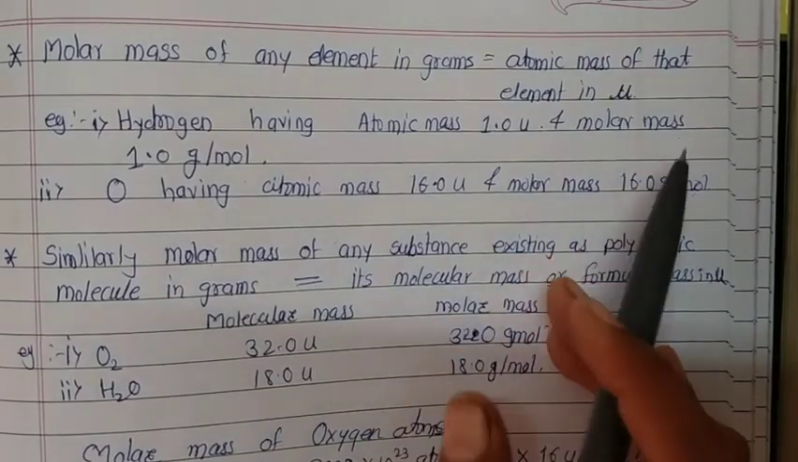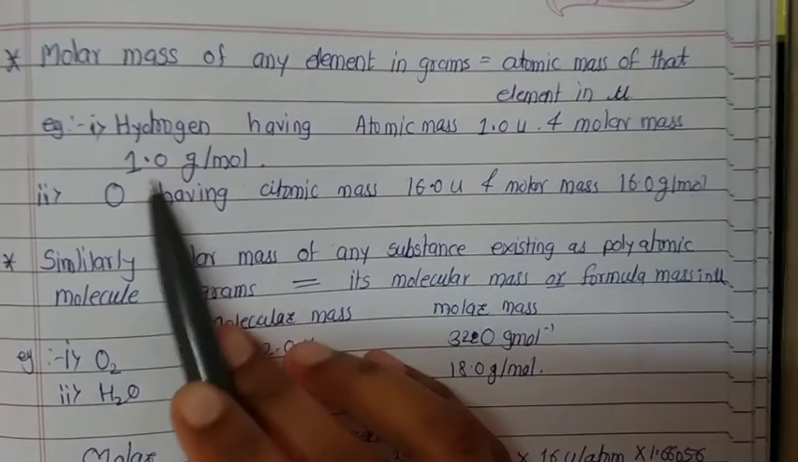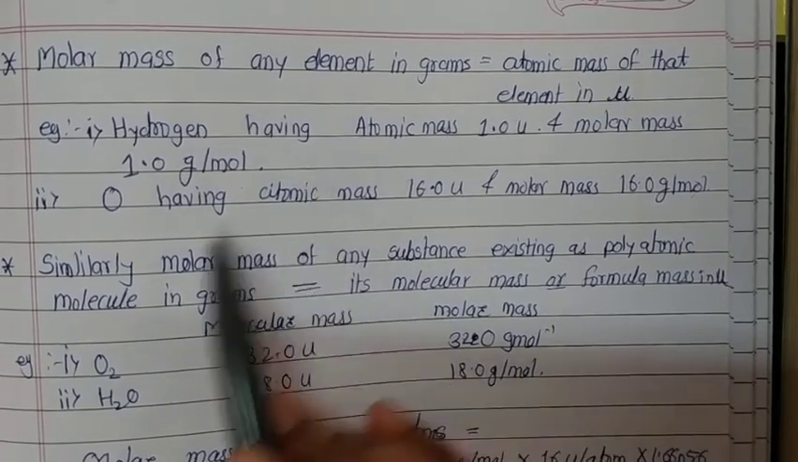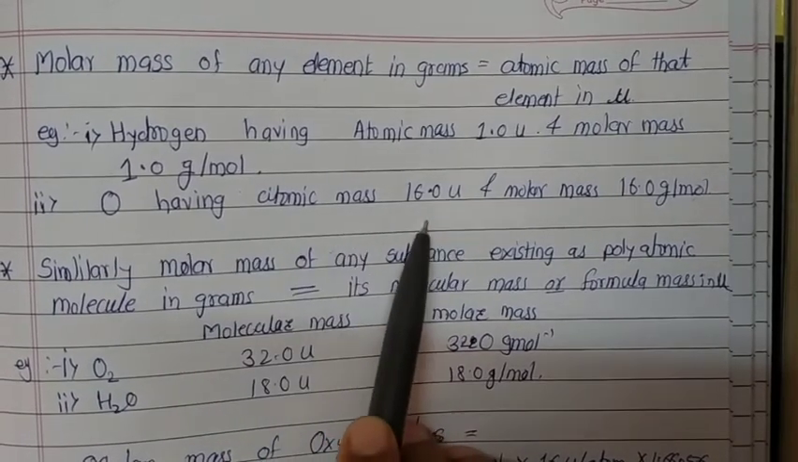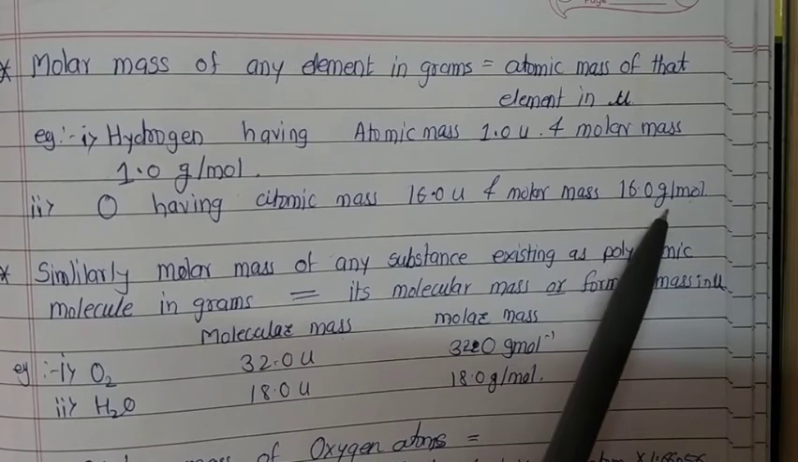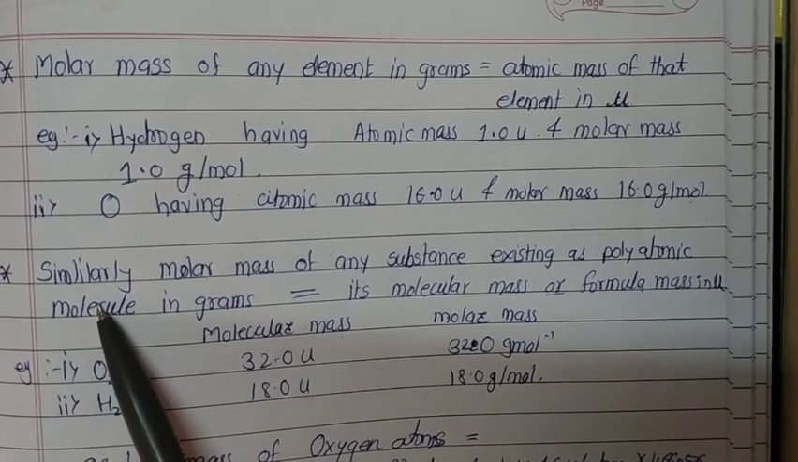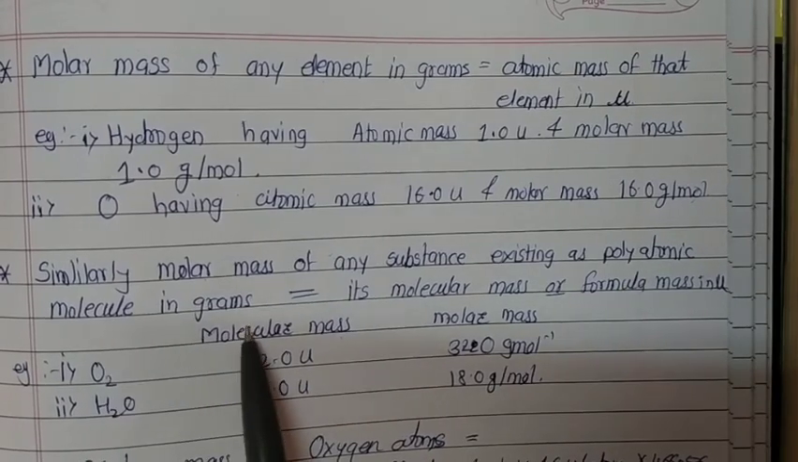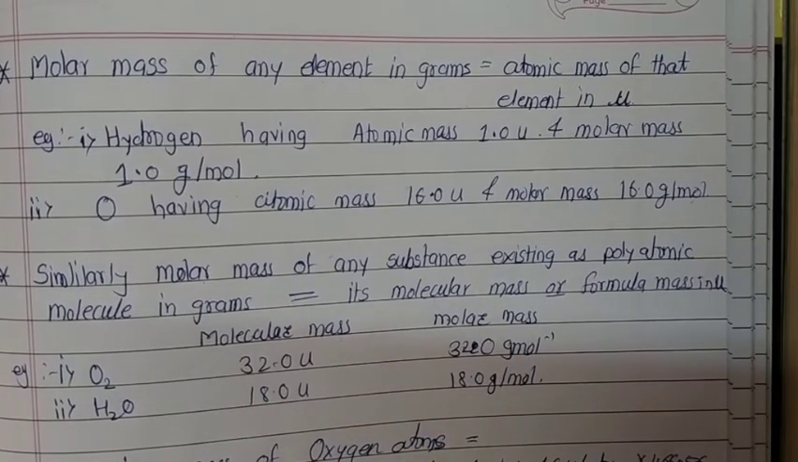For example, hydrogen has atomic mass 1.0 u and molar mass 1.0 gram per mole, or g mol^-1. The next example is oxygen, having atomic mass 16.0 u and molar mass 16 gram per mole, or 16 g mol^-1. Similarly, the molar mass of any substance existing as polyatomic molecules, in grams, is numerically equal to its molecular mass or formula mass in u.